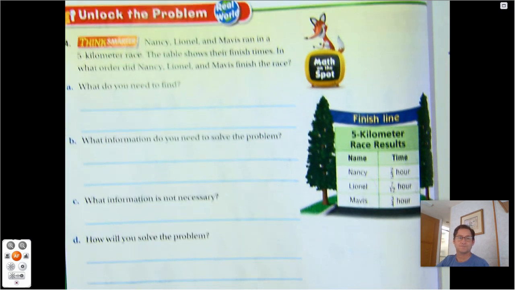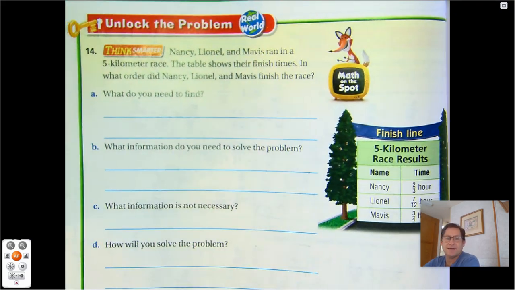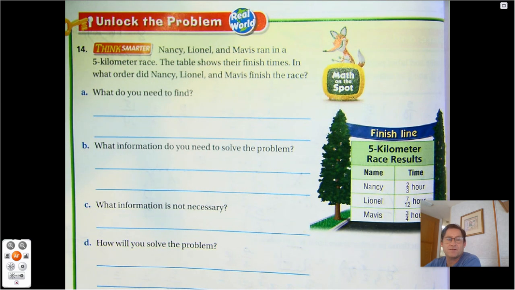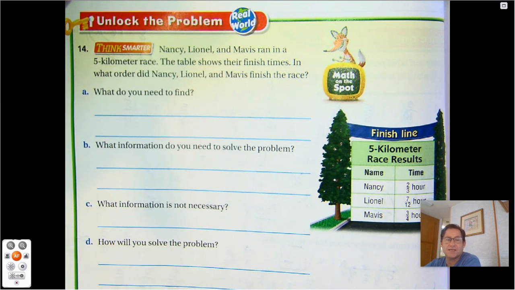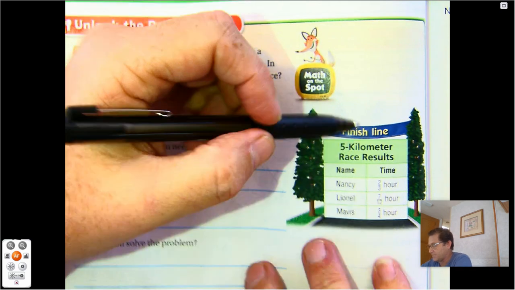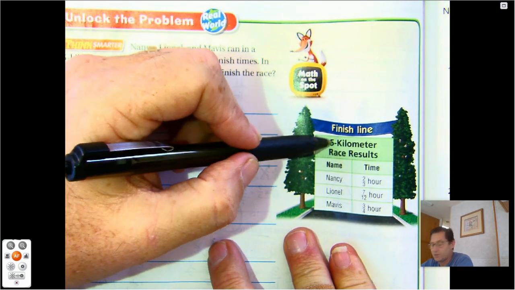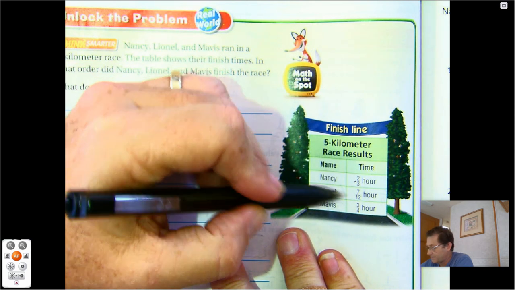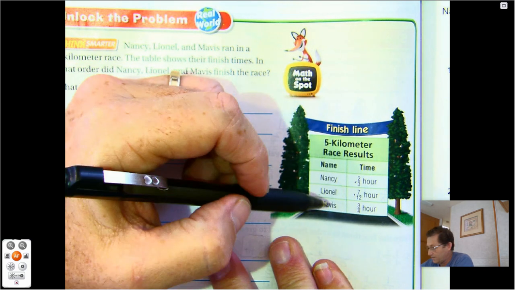Nancy, Lionel, and Mavis ran in a 5-kilometer race. The table shows their finish times. In what order did Nancy, Lionel, and Mavis finish the race? So here's our finish line, and they have a 5-kilometer race. Nancy finished in 2/3 of an hour. Lionel finished in 7/12 of an hour, and Mavis finished in 3/4 of an hour.